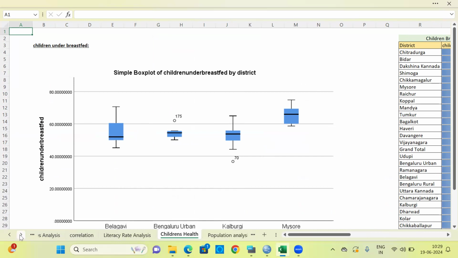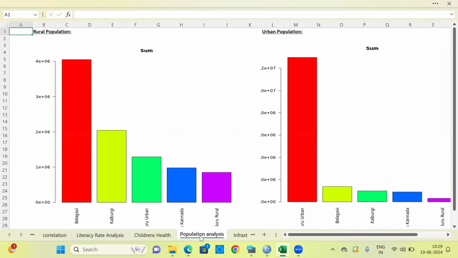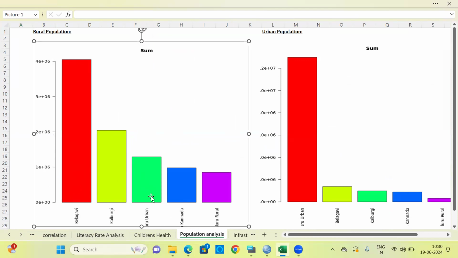Let's now proceed to the fifth dimension, which is demographic analysis. Here, I've looked at rural population and compared it with urban population for the administrative headquarters. When we look at the rural population, clearly you can see the number is on the y-axis. The different administrative headquarters like Belgavi, Kalburgi are on the x-axis. The tallest bar here is for Belgavi, which means that the percentage of rural population is the highest in Belgavi, followed by Kalburgi and Bengaluru urban.